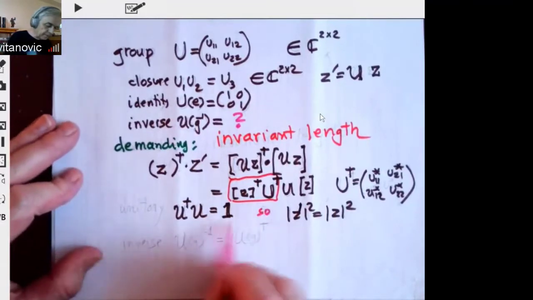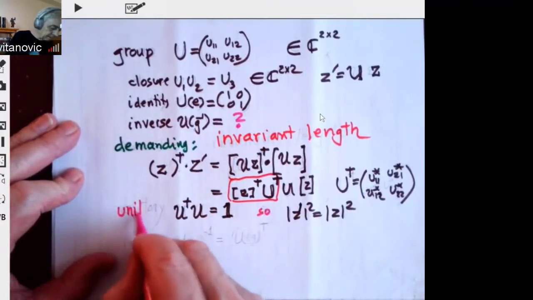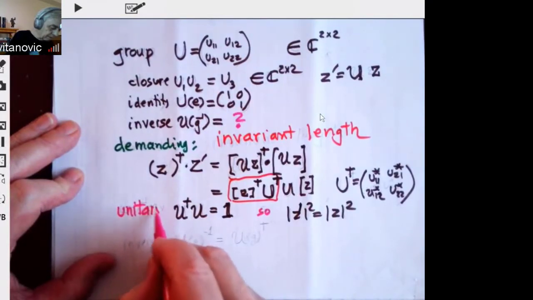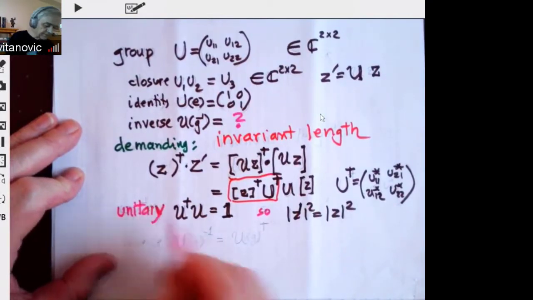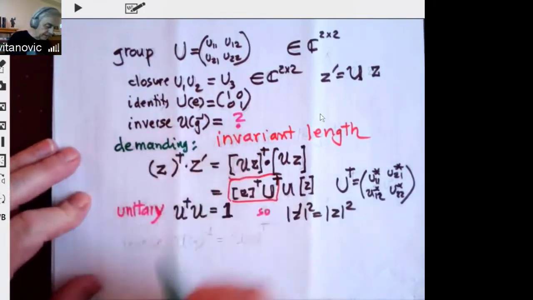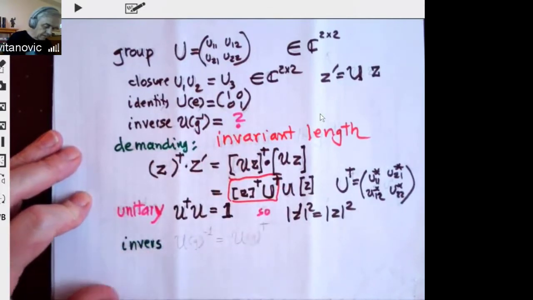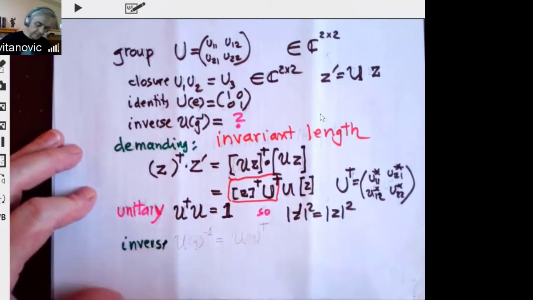And it's this property that is called unitary. A matrix that satisfies this property is called unitary. And what's special about that matrix is that now I know what the inverse is. Inverse of U.